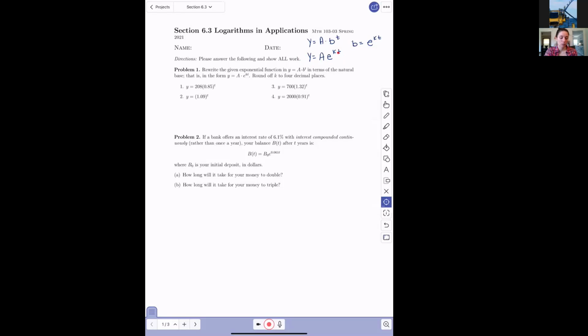We started in the natural log form, and we put it into standard form. Now we have to do the opposite. So it's in standard form, and we have to put it in natural log form. Using this, we can go ahead and solve for k. So what can we do to get k out of the exponent?